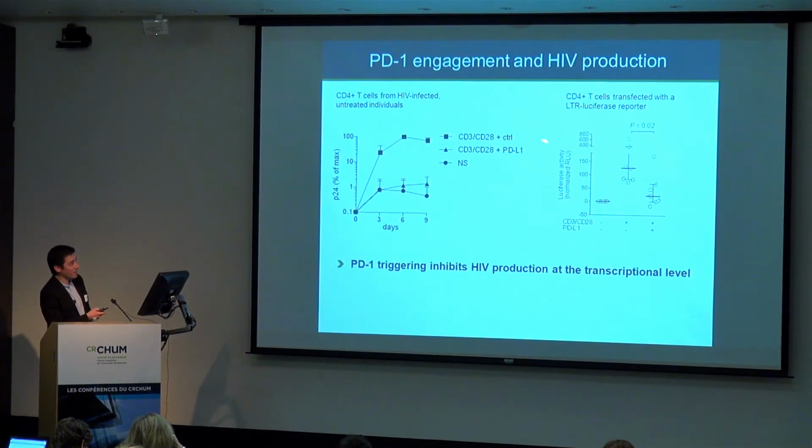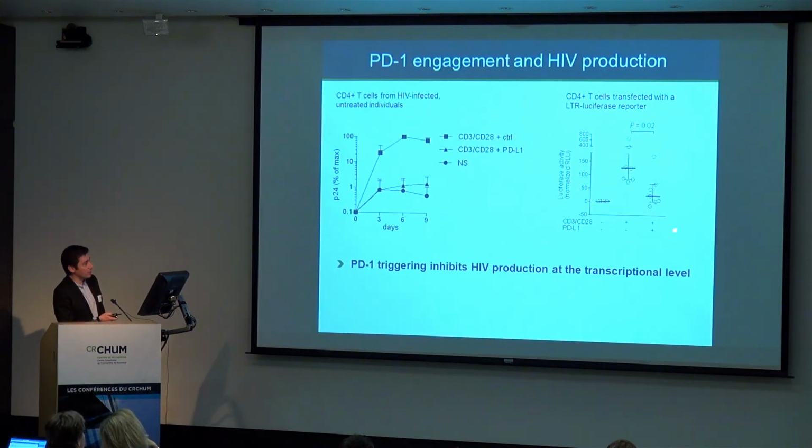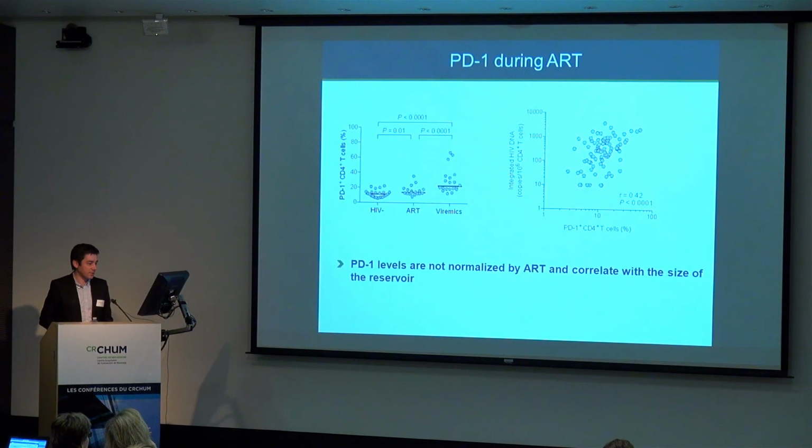And interestingly enough, if you engage PD-1 with its ligand PD-L1, you can abrogate this enhancement of HIV replication. And Sandrina was able to show that this is happening at the transcriptional level. She transfected CD4 cells with an LTR luciferase reporter, and she was able to show again that when you engage PD-1 with its ligand PD-L1, you can abrogate or reduce the transcriptional activity at the LTR.